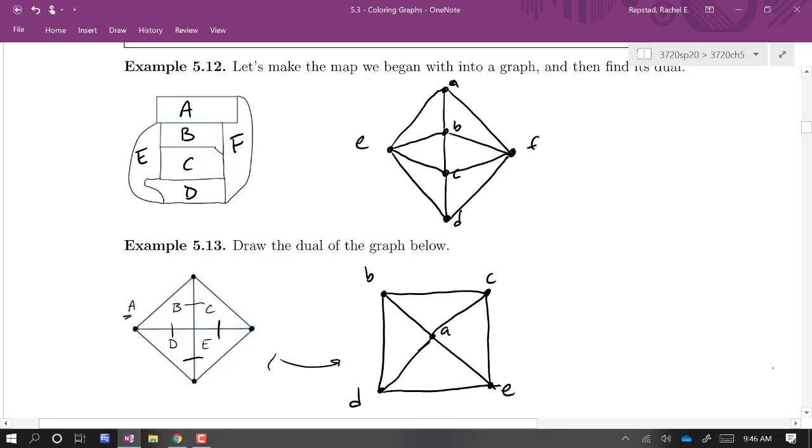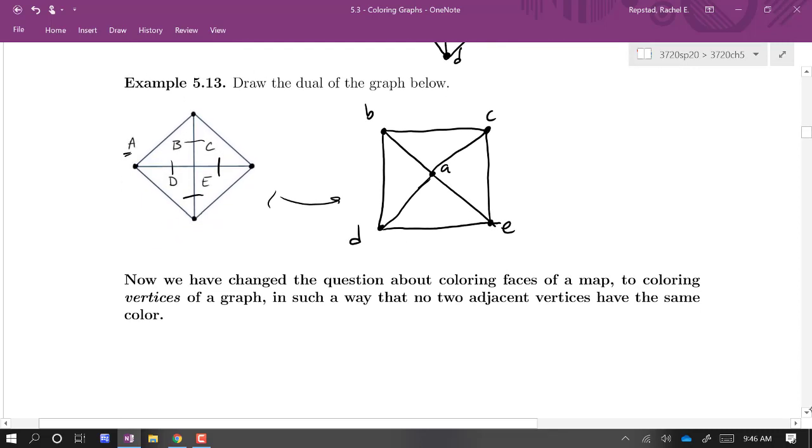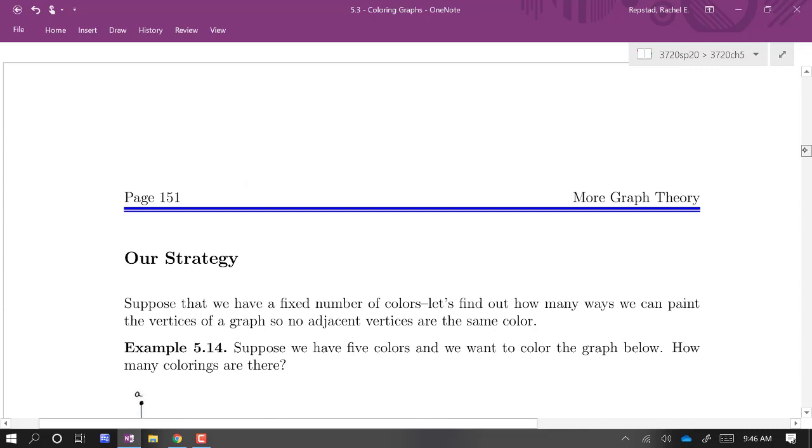So now here's what we've done. When we consider the dual of a graph, the question of coloring two faces of a map is now changed to coloring two vertices, or coloring faces in general is changed to coloring vertices. And if two vertices are connected by an edge, they can't be the same color, right? So we've kind of changed this coloring a map problem to coloring a graph problem by saying we just need to color vertices, and if those vertices are connected by an edge, they cannot be the same color.